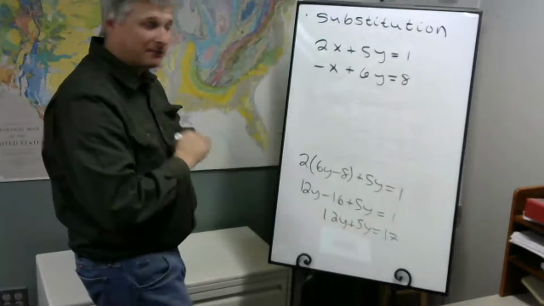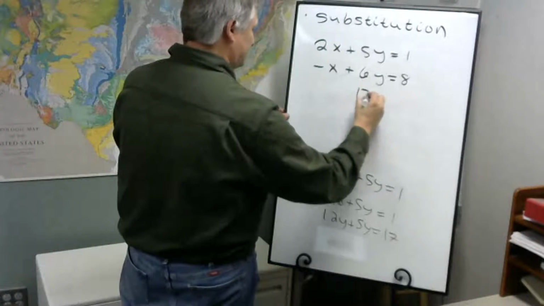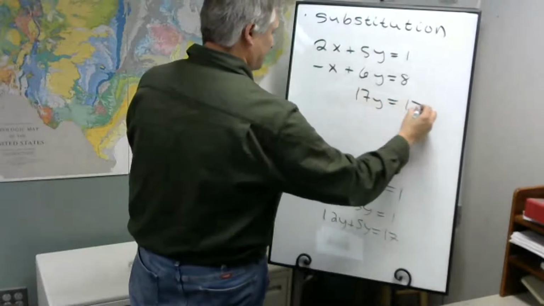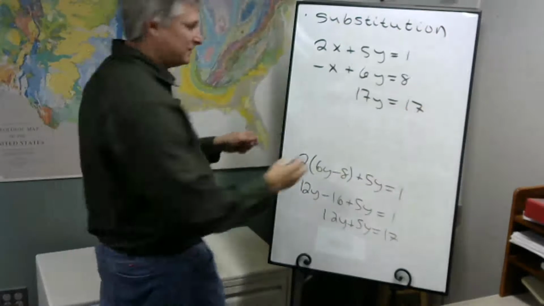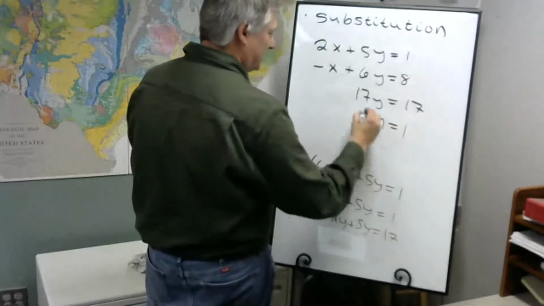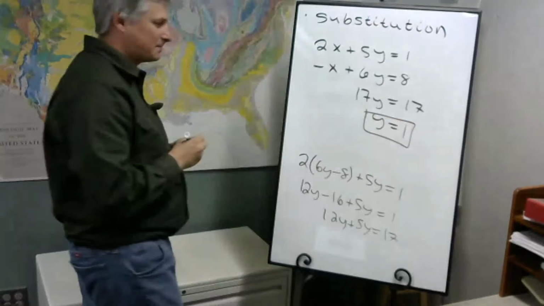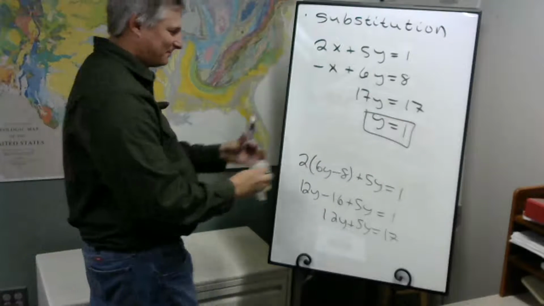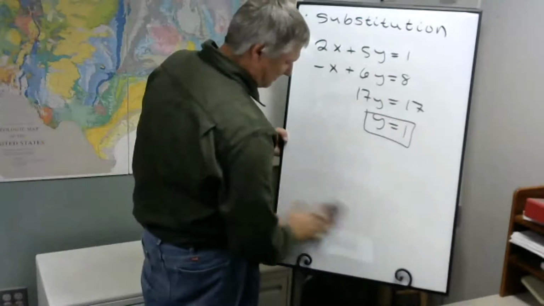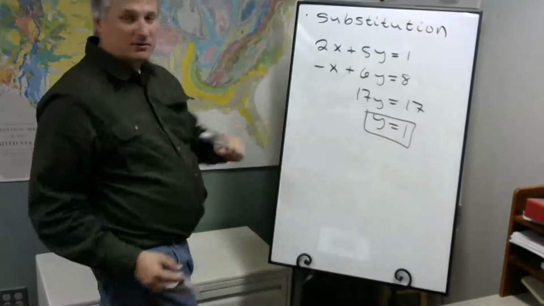Add 12y and 5y. Divide by 17, and we get y equals 1. So that's part of our solution.